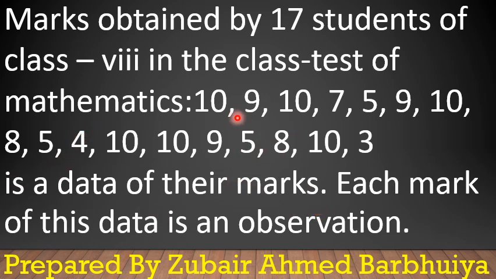Each mark is an observation. Each mark obtained by each student, for example 10 is the mark obtained by a student, 9 is another mark obtained by another student. Each mark in this data is called an observation. So I hope the term observation is clear to you. So let me go ahead.